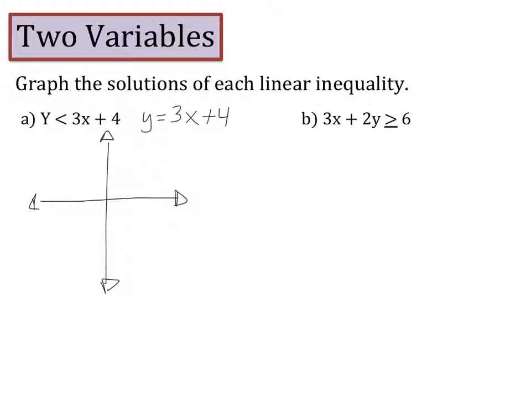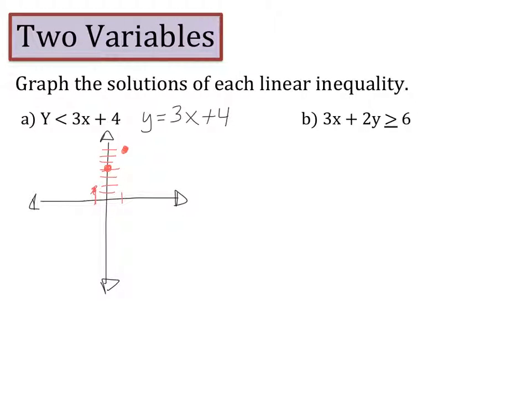So we know the y-intercept here would be positive 4. So we do 1, 2, 3, 4. So we have our y-intercept there, and our slope is positive 3. So that's a rise of 3 and a run of 1. So we go up 3, 1, 2, 3, and over 1. And then from the y-intercept, we go down 3 to the left 1. So 1, 2, 3, to the left 1. Okay. So here is our line.